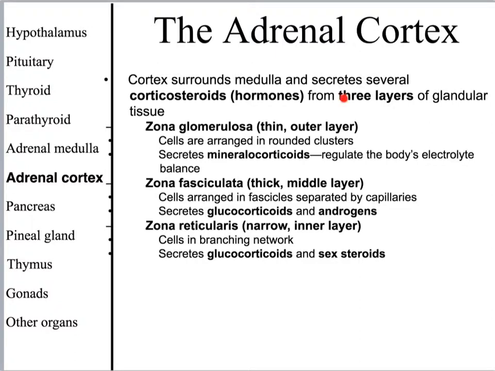And there are 3 layers of the cortex that secrete different hormones. The outermost layer, which is thin, is called the zona glomerulosa. It secretes mineralocorticoids. Mineral is basically salts.